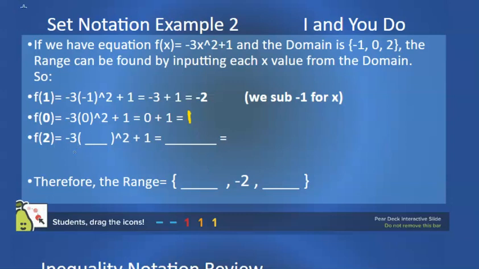f of 2 equals negative 3 times 2 squared plus 1, which equals negative 12 plus 1. That gives you negative 11. Alright, so therefore the range is: put the smallest number here, put the largest number here.